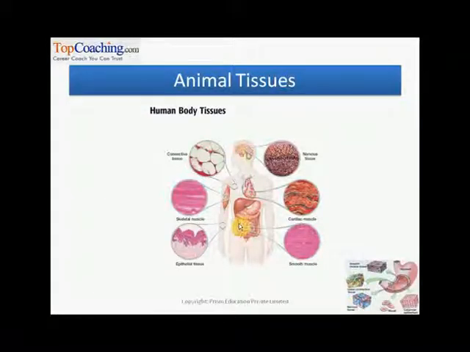Okay, so we are done with the plant tissues now. Let us discuss the animal tissues. Tissues present in you and me, in rats, dogs, and cats.